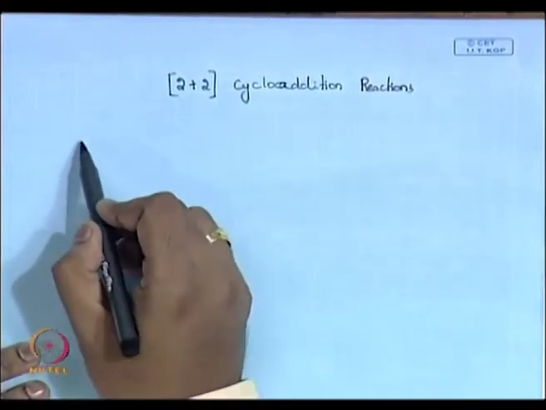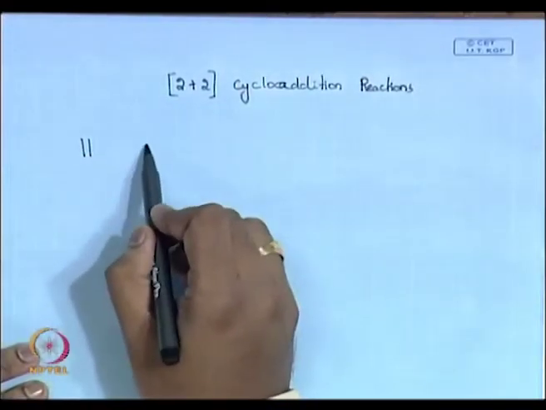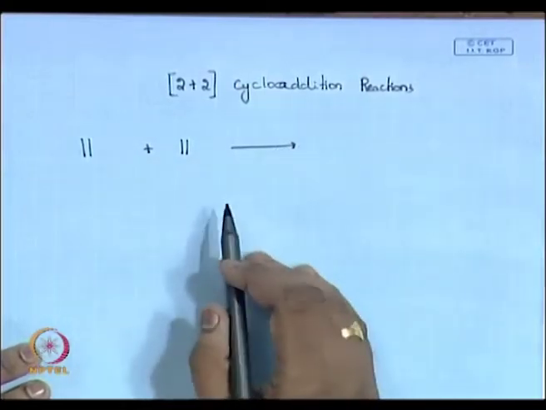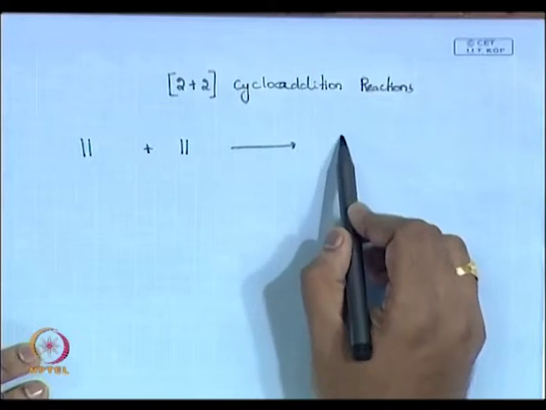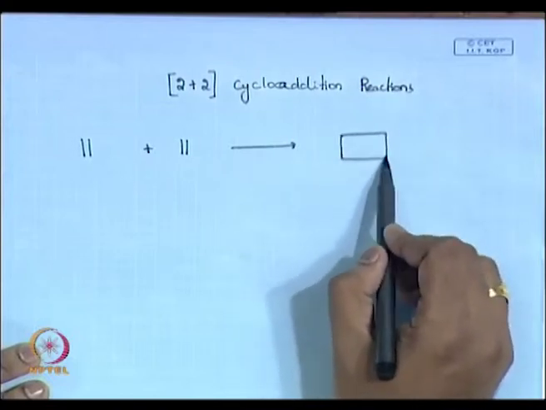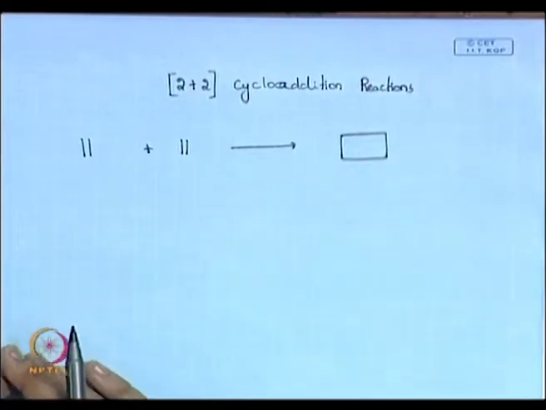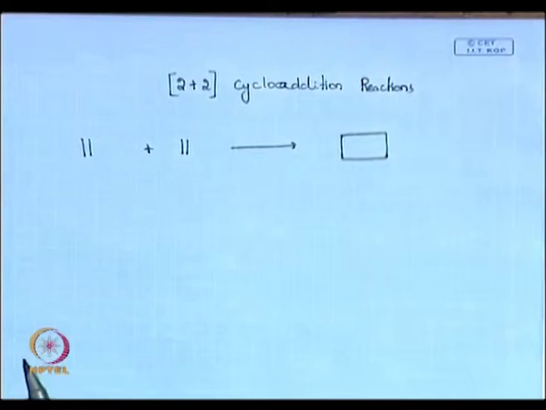We have studied that if you take 2 alkenes, I am not just specifying any condition right now, just if they combine to give you a type of cyclic product, you call these reactions 2 plus 2 cycloaddition reactions. Now, we will see under what condition how this happens. If you thermally activate this reaction, whether it is allowed.